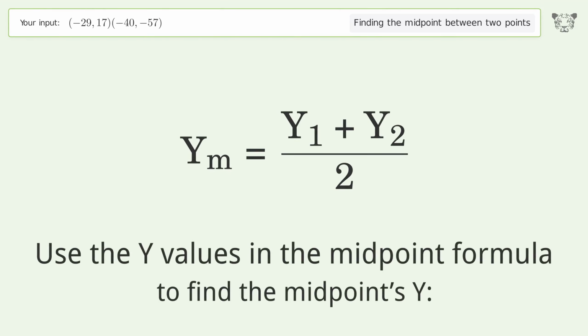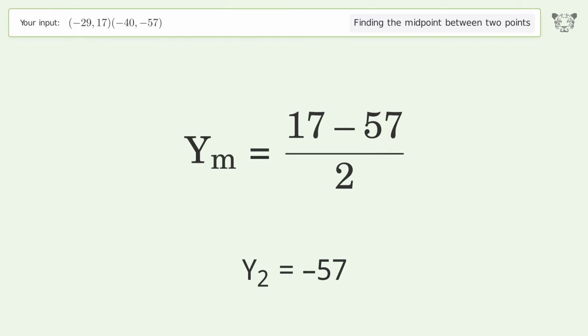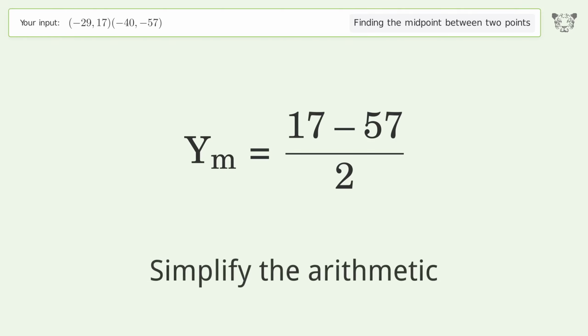Use the y values in the midpoint formula to find the midpoint's y. y1 equals 17. y2 equals -57. Simplify the arithmetic.